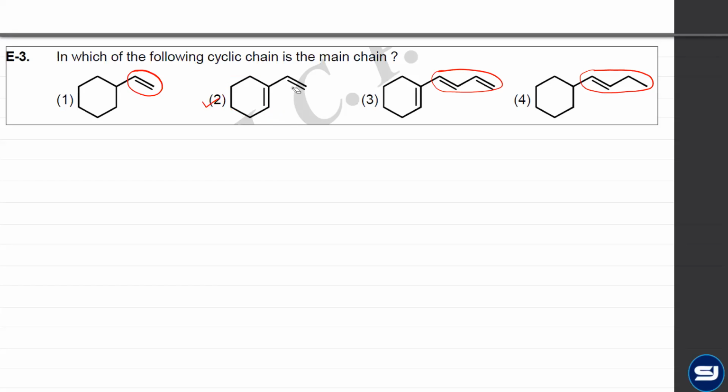Now let's also IUPAC name this. Numbering will be done from the carbon connecting the double bonds, so this will be 1. Should I go anti-clockwise or clockwise? Clockwise, obviously, because after 1 there is a double bond at the second and third, fourth, fifth and sixth. Now what is this substituent called? Ethynyl. So 1-ethynylcyclohex-1-ene will be the name.